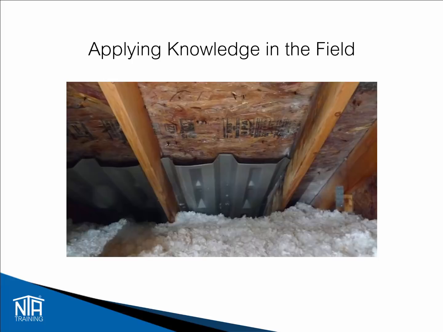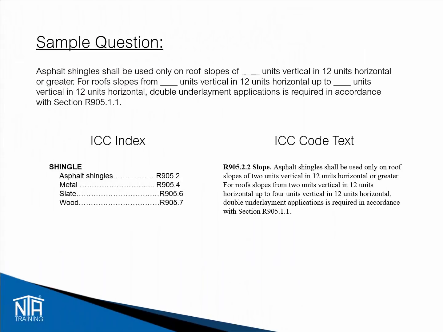Asphalt shingles shall be used only on roof slopes of blank units vertical in 12 units horizontal or greater. For roof slopes from blank units vertical in 12 units horizontal up to blank units vertical in 12 units horizontal, double underlayment applications are required in accordance with section R905.1.1. This question is asking for the required slope of asphalt shingles.